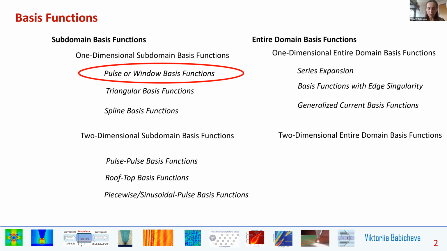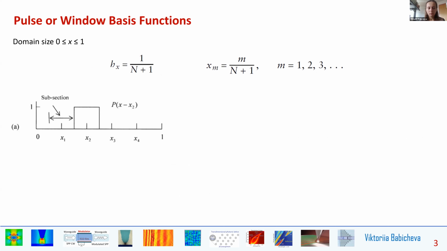About pulse or window basis functions. So let's consider the range of interest of domain size from 0 to 1. And we divide this region into n+1 equal subintervals, subdomains. So the width of them will be hx.